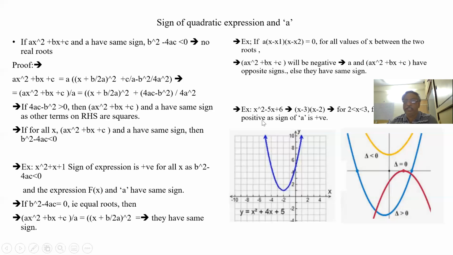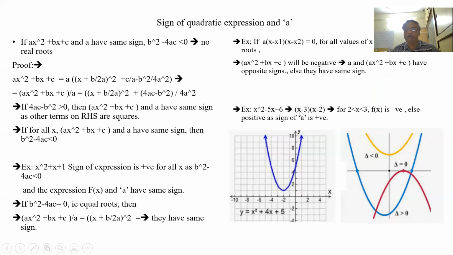So depending on the sign of a, we know the curve opens upwards or downwards. Depending on the roots, we know how it is behaving. Between the roots, it is the opposite sign, and beyond the roots, the same sign. So another example, x square minus 5x plus 6. Here I am converting it to x minus 2 into x minus 3. So between 2 and 3, this expression is negative, but a is positive. a is 1 here. The expression is negative between the roots, else it is positive. You understood the correlation between the expression and the drawing, right?